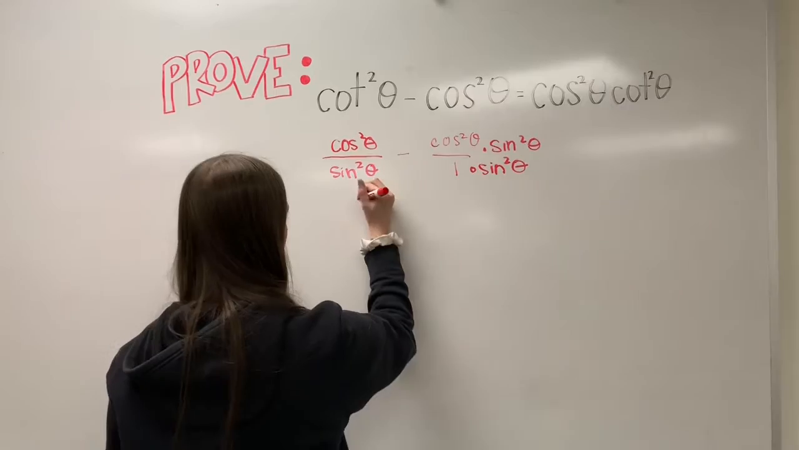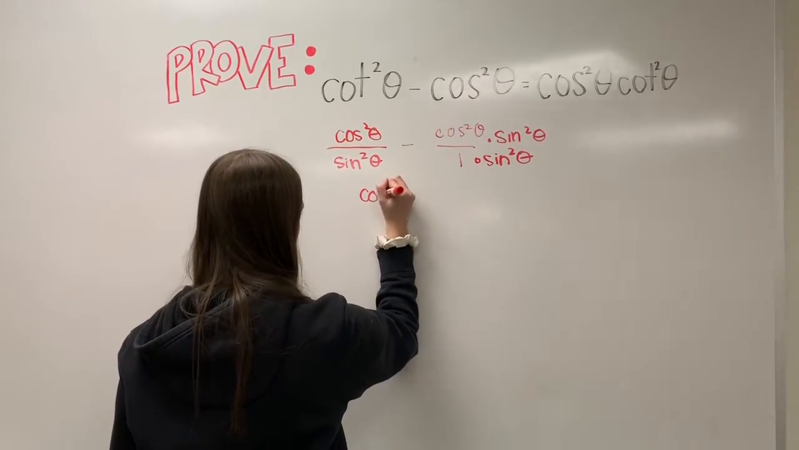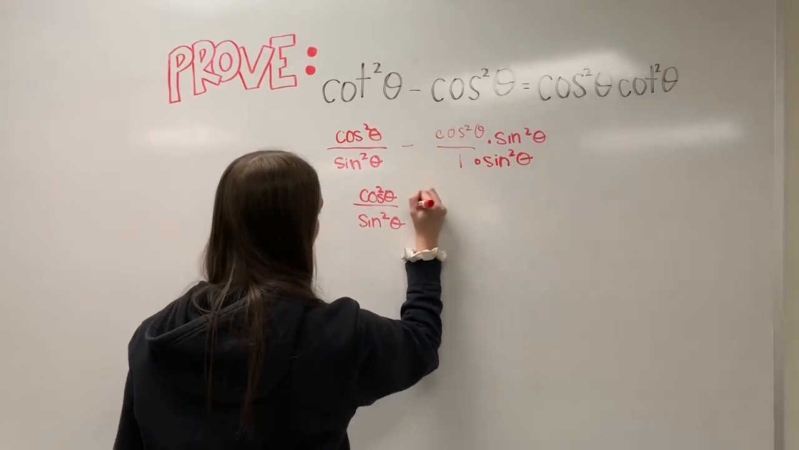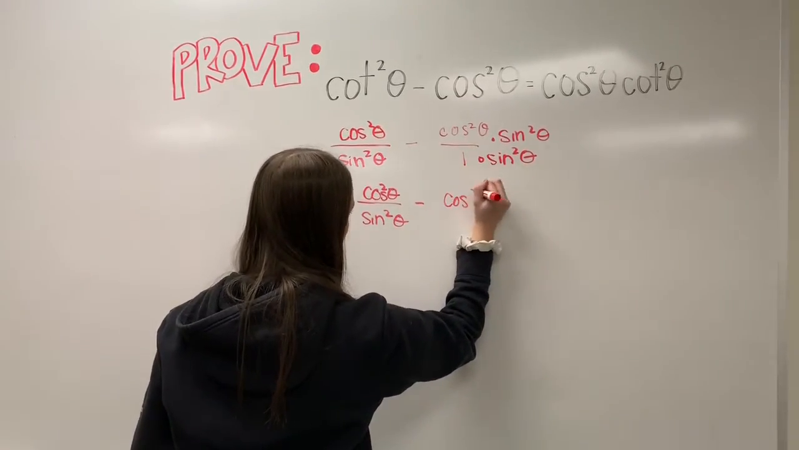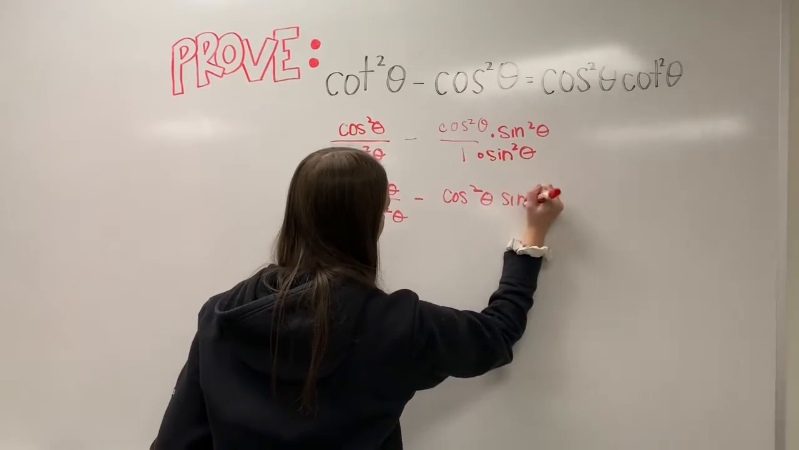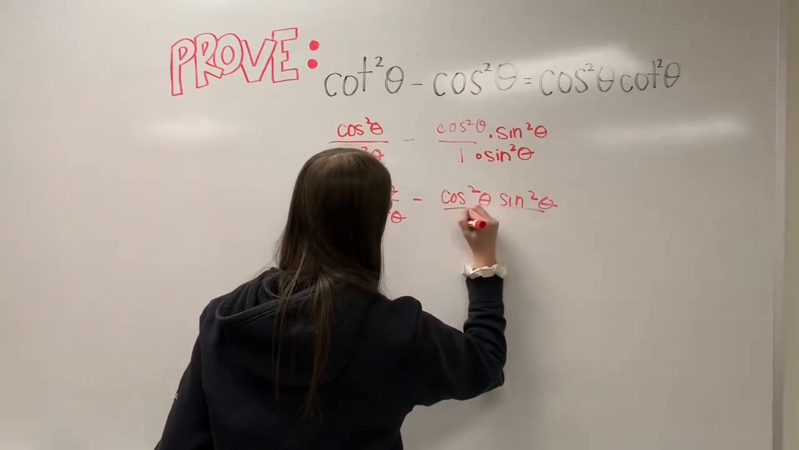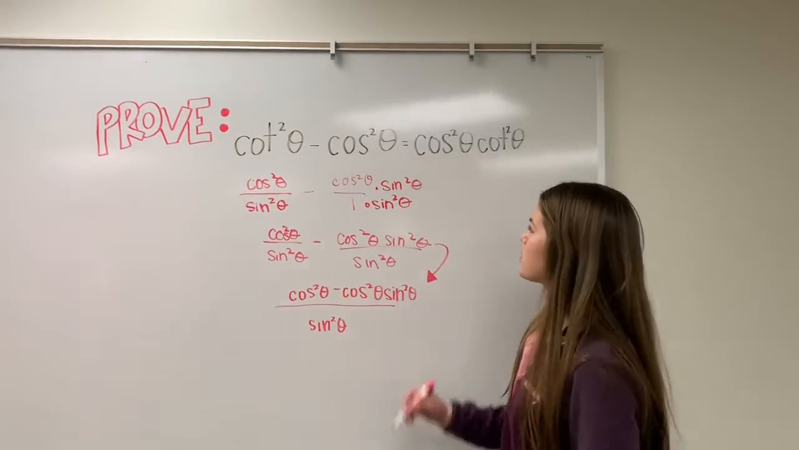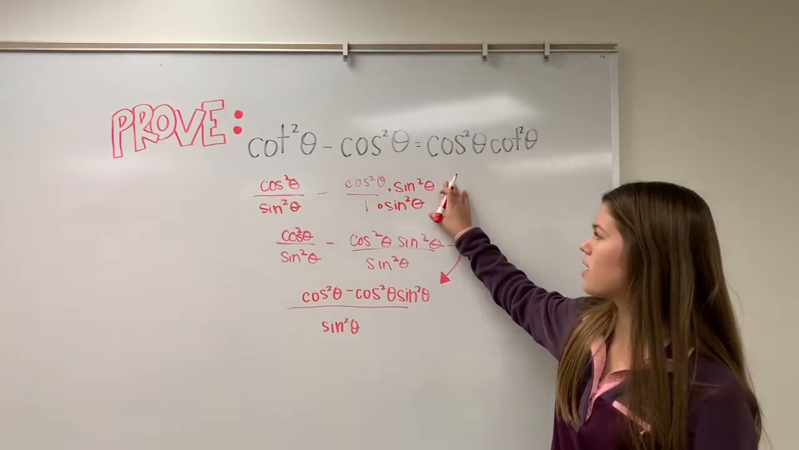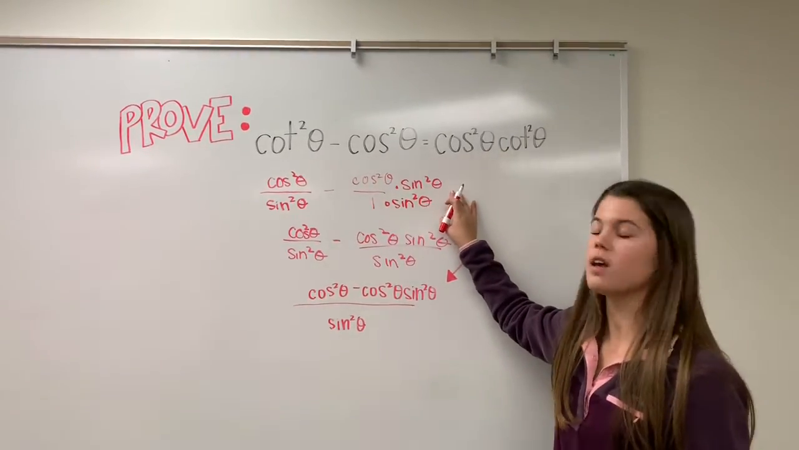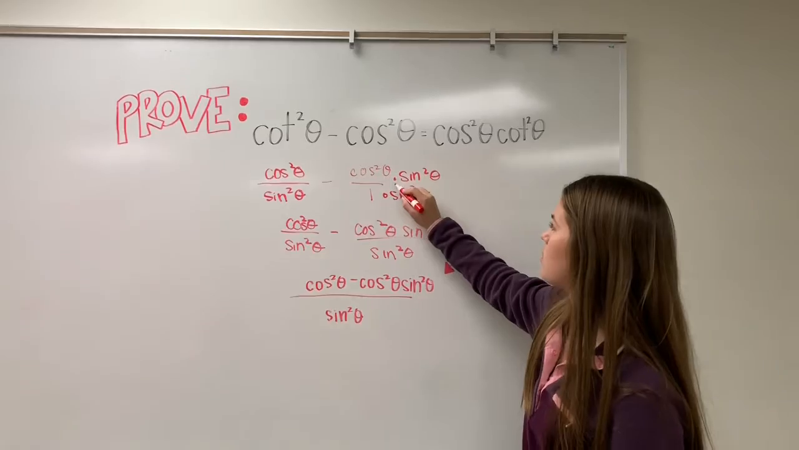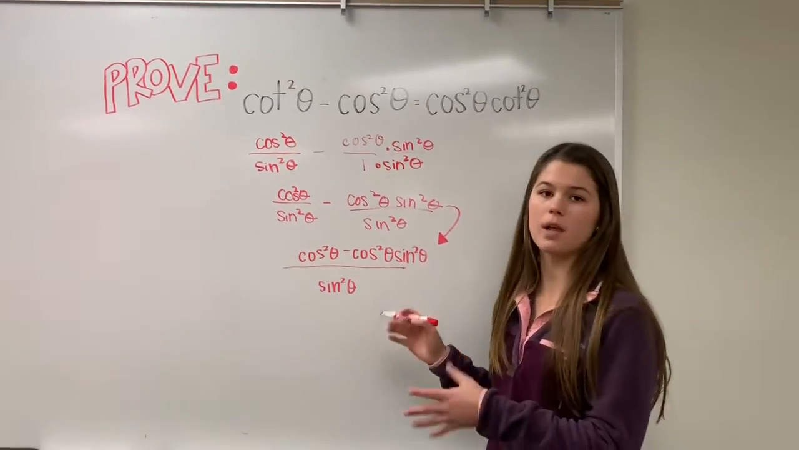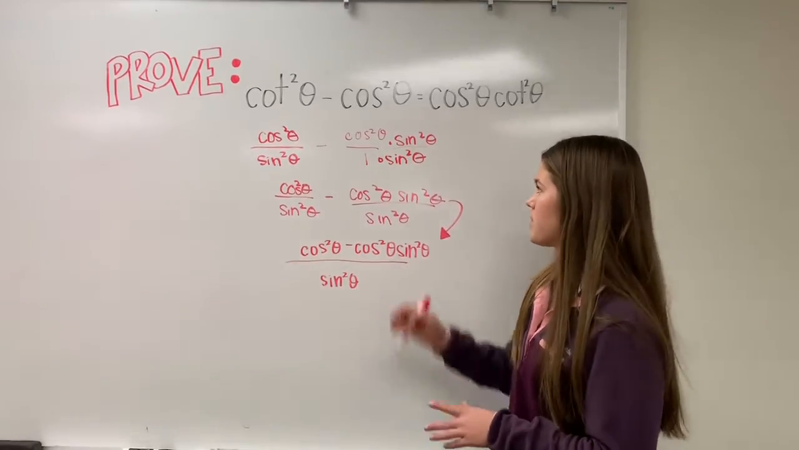So once you do that, you're going to get cosine squared of theta over sine squared of theta minus cosine squared of theta sine squared of theta over sine squared of theta. And now we can subtract. Okay, and just a helpful tip, when you're multiplying this fraction over here by sine squared, you're multiplying it, as you can see, by sine squared of theta over sine squared of theta, because that is equal to 1, and you can multiply these fractions by 1. And so that's why we did that.